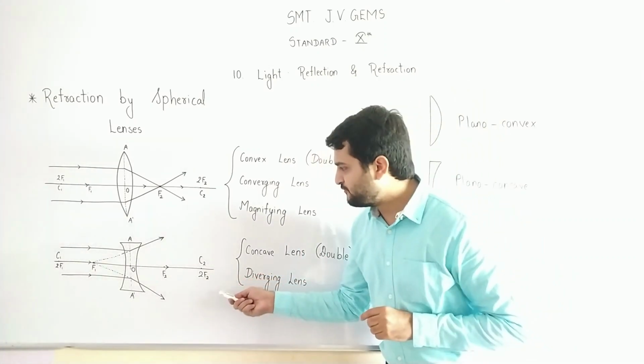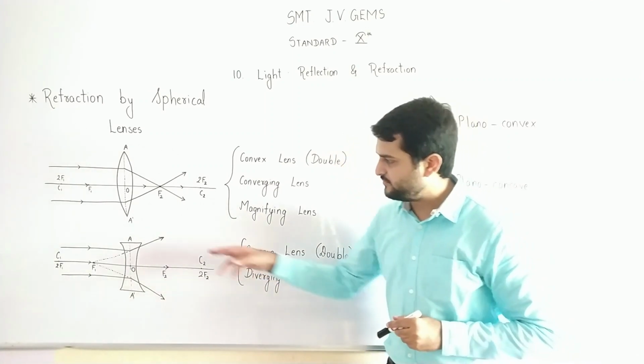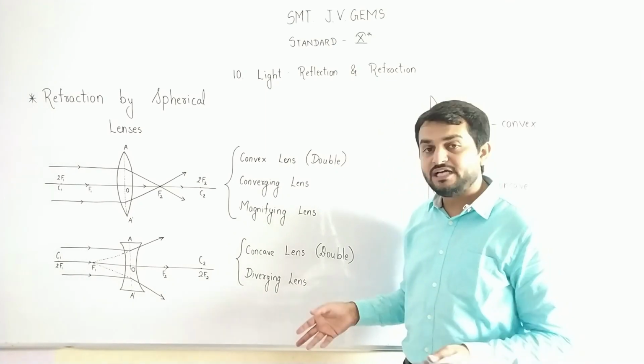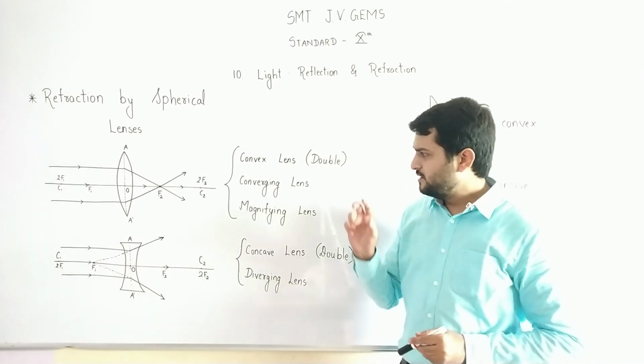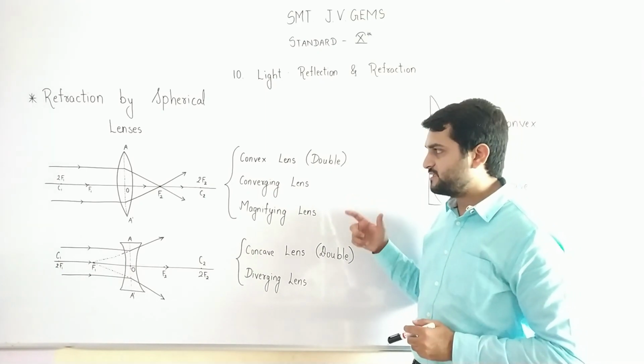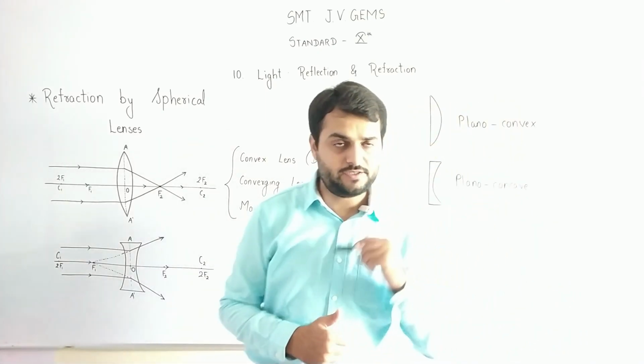In the case of a concave lens, you can see that the rays are diverged after refraction. So it is given a name that is called diverging lens. Now, I've used the words double concave and double convex. The reason is over this slide.